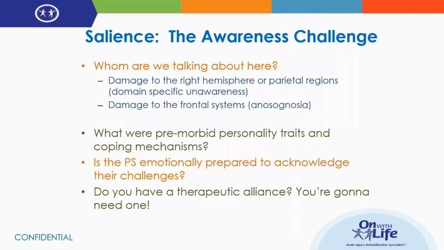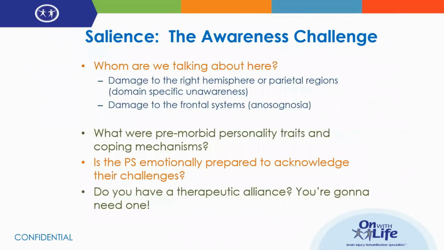So whom are we talking about? We're talking about individuals. Often we see this in individuals who have damage to the right hemisphere or the parietal region, so you have some domain-specific unawareness, as well as individuals with stroke who've had damage to the frontal systems, where you have true anosognosia, which is loss of awareness of challenges.